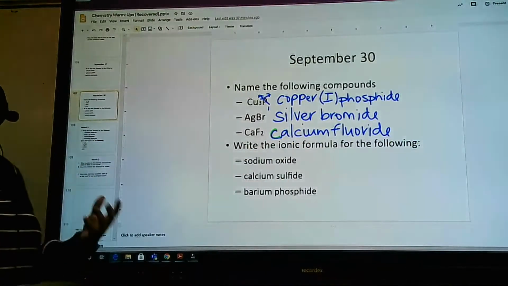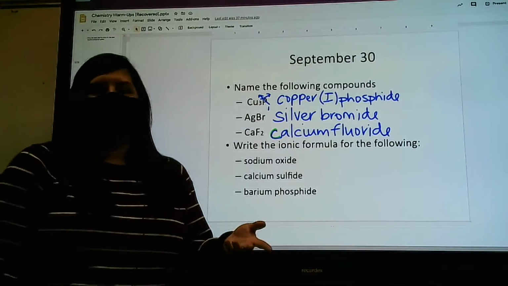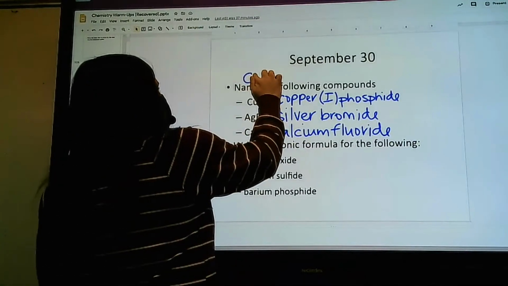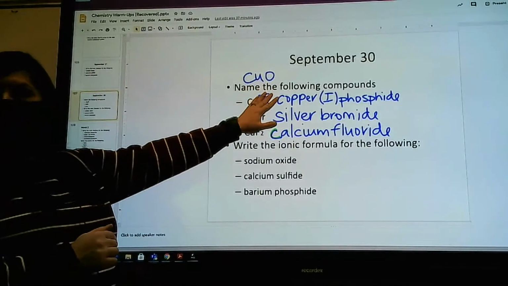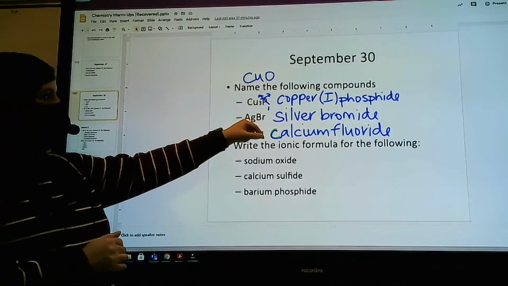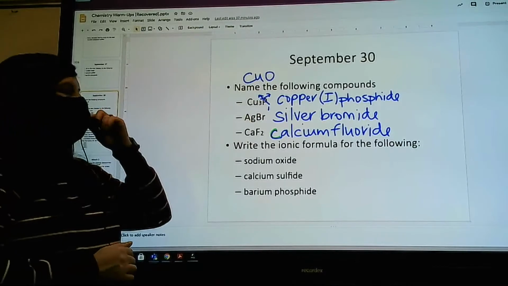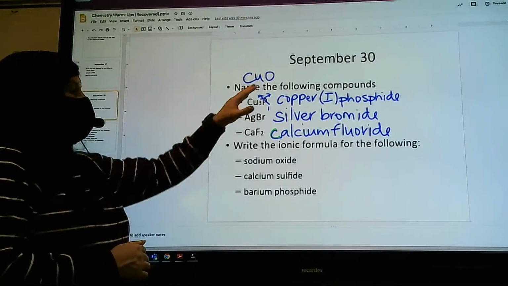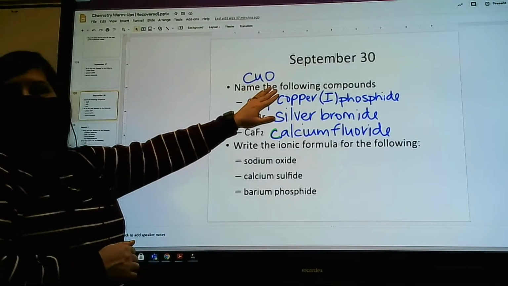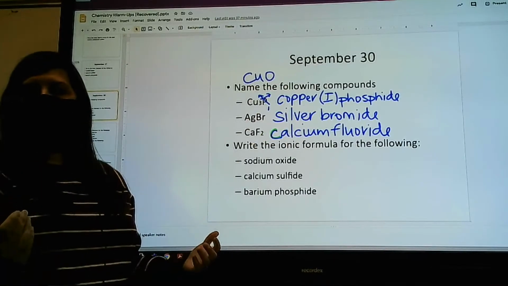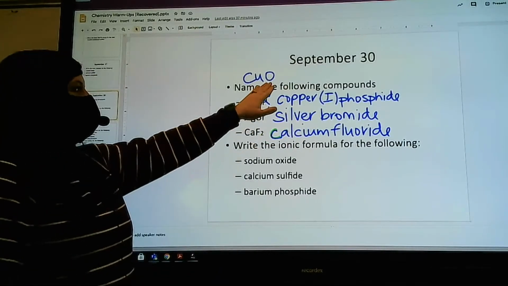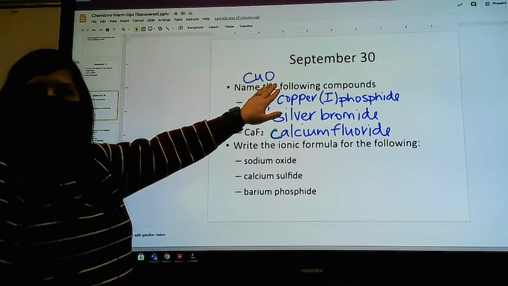If you don't have subscripts, like one of the examples we went over yesterday, CuO, there are no subscripts, and again, copper could be 2+ or 1+. With there being no subscripts, you need to use the anion to balance this out, because the overall goal is for it to equal 0. So what is oxygen's charge there?